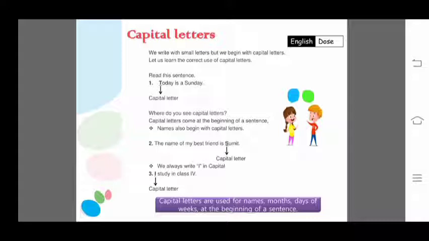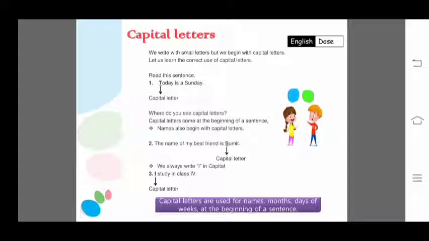What is the need to use it capital? Because Sunday is a proper noun. Proper nouns always take their first letter capital. That's why the S of Sunday is capital. So the first rule is that the first letter of a sentence takes a capital letter, and the proper noun takes a capital letter.